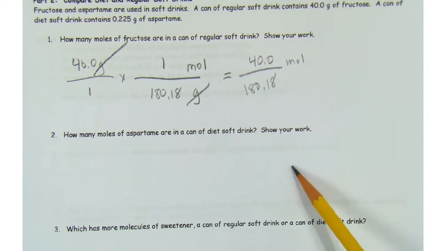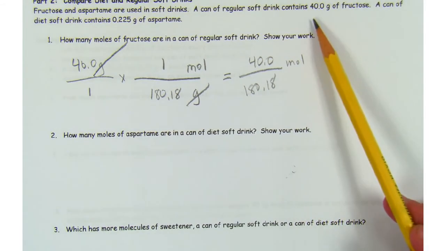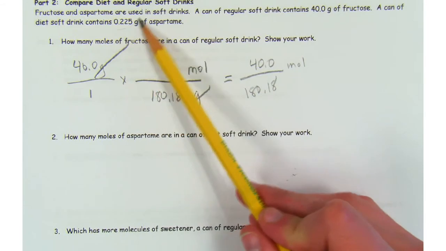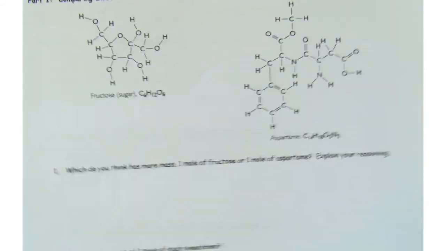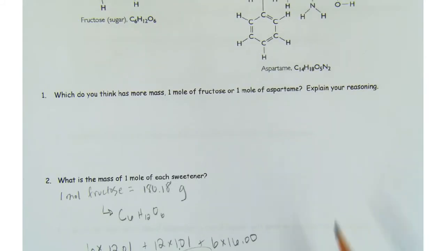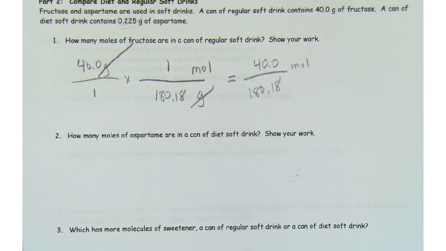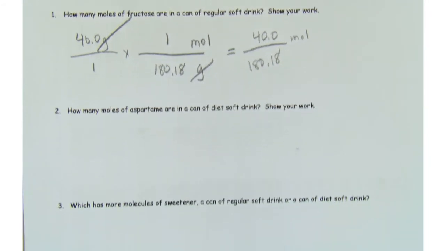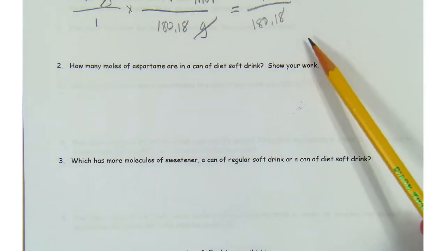So you want to do something similar for number 2. Okay, instead of 40 grams, you're using this 0.225 grams, and you're not using 180, but you're using the molar mass that you calculated for aspartame on the front. So the molar mass you calculated for aspartame is what you're using to finish that off.